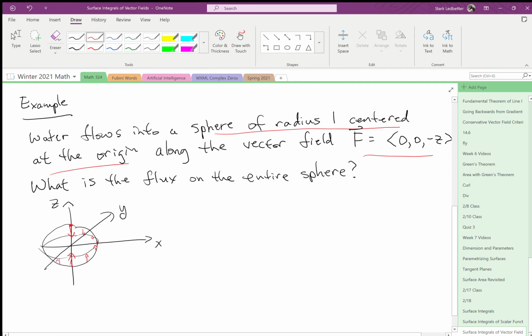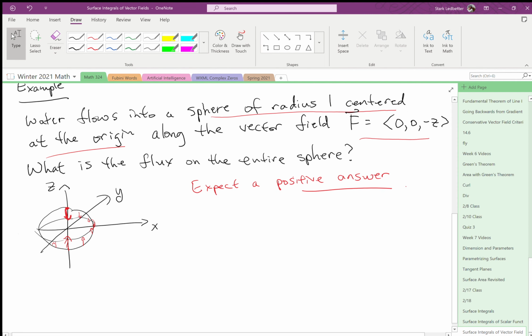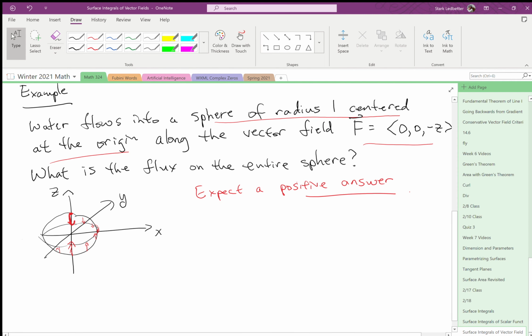So water's coming in everywhere, coming in pretty slowly near the outside, coming in pretty quickly at the north and south poles. So we expect a positive answer because we're coming in. And let's keep track of that. Okay, so let's try to start doing it.